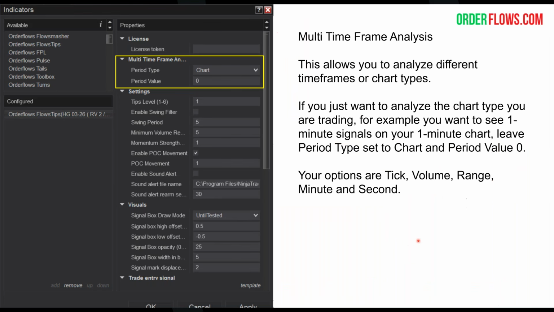Now, before I get into some other examples, I just want to run through some of these settings really quick. The multi-time frame analysis allows you to analyze different time frames or chart types. So meaning you could analyze, well here, I'll show you what you can analyze.